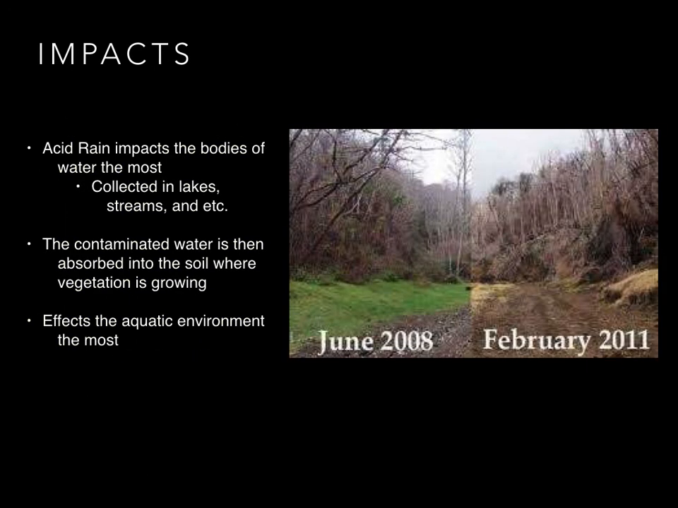Impacts: acid rain impacts the bodies of water the most. It collects in lakes, streams, and so on. The contaminated water is then absorbed into the soil where vegetation is growing. As you can see in the photo right next to it, there is an area where acid rain has been falling, and within a 3-year time span, a lot of plant material has died. It also affects the aquatic environment the most, as fish and other aquatic creatures live directly in the water.